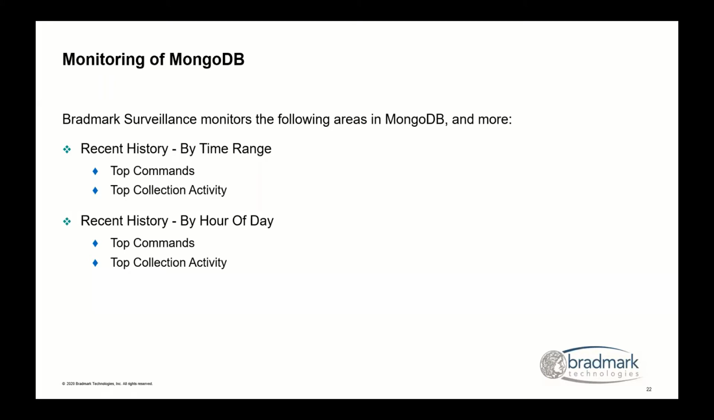Speaking of recent history, of course, we have something similar. This is the time slicing feature that I mentioned earlier. Our recent history is available by time range and by hour of day, and you can see the top commands in the Mongo instance, as well as the top collections in terms of activity on the collections. And those are available. You can look at it for today. You can look at it for yesterday between 3 and 5 o'clock, or you can look at it last week or a few weeks ago even.